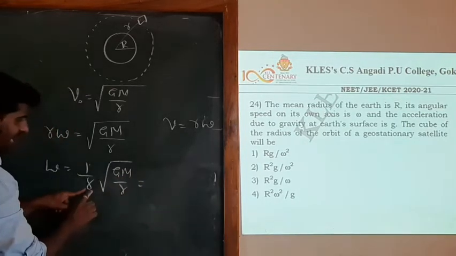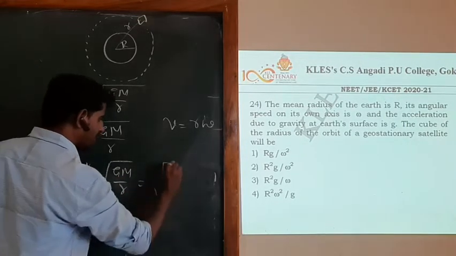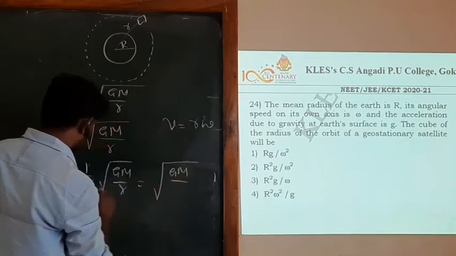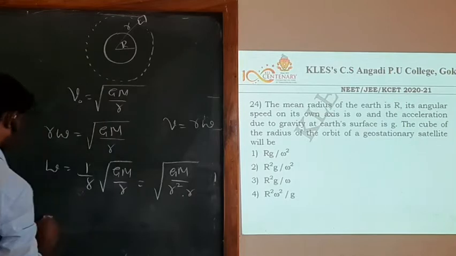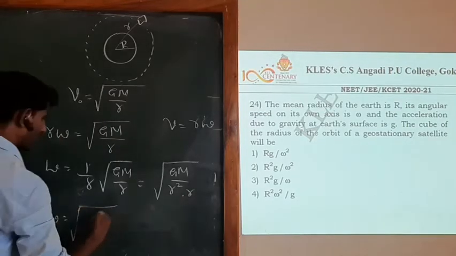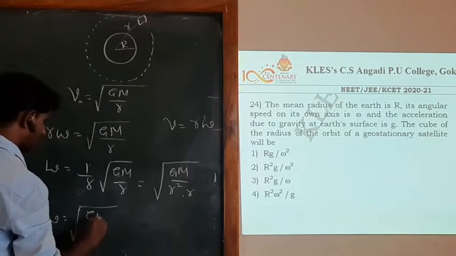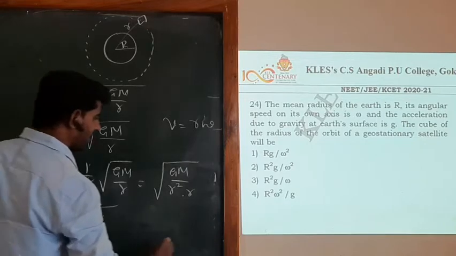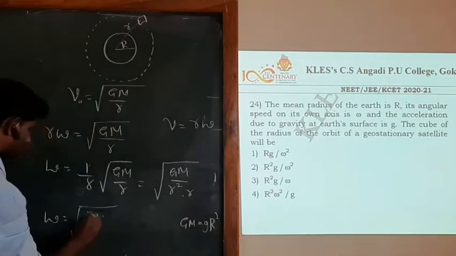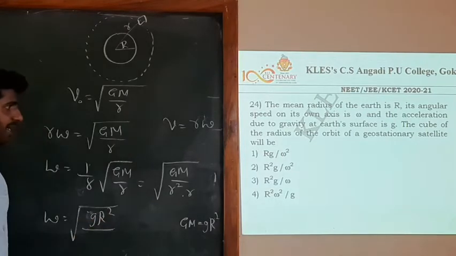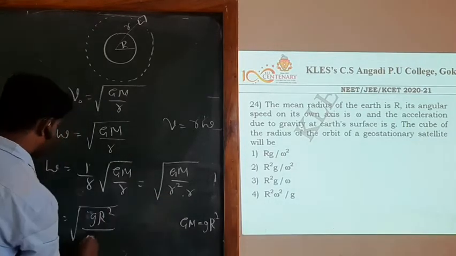Okay, then if I take r inside the square root, what happens? GM as it is. If I take r inside, this is r square, and already one more r is there. So next, omega is equal to under root GM. Instead of GM, what can I write? Instead of GM, we can write g R square, divided by r cube.